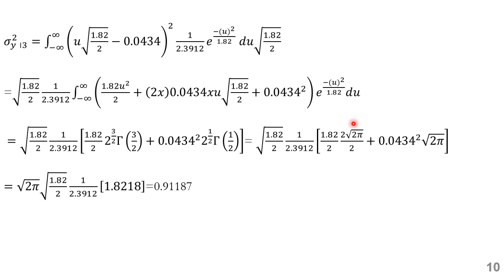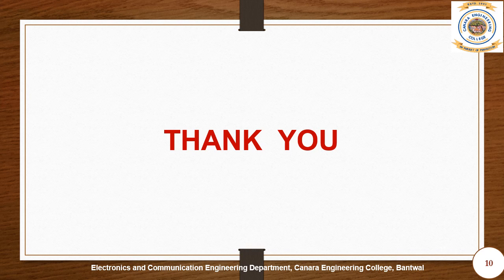Let us simplify this further using the gamma function. So when we use the gamma function, for the first term it is u square, the second term is u, and this is 1. So we know that for the even terms there will be values, and for the odd terms they are going to be 0. So therefore, the gamma function for this is 0. So we have to consider only these two terms. So therefore, we have 1.82 by 2, 2 to the power 3 by 2, gamma of 3 by 2, and here 0.0434 whole square, 2 to the power half, gamma of half. Further simplification will give us 0.91187. Thank you. With this, we are completing module number 2.